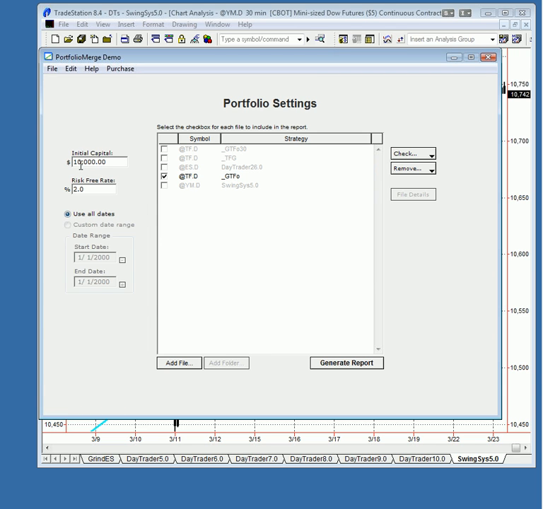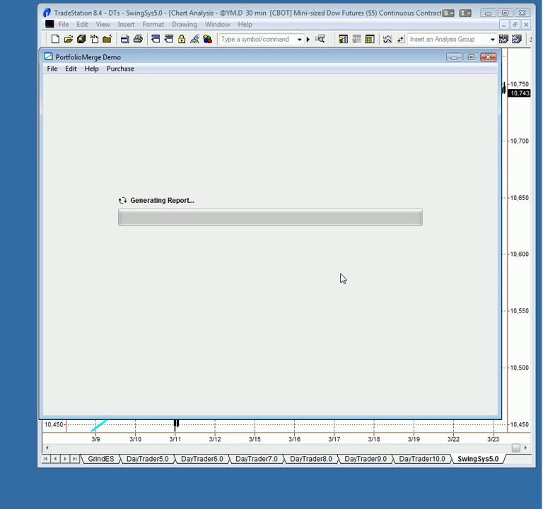Pretty impressive. If we switch this to $15,000 and we bring in, let's say, the GTFO, TFG, maybe those things, we'll see what they look like. GTFO, TFG, and it's going to take a second to generate this report as well.